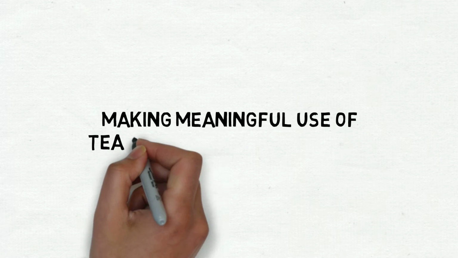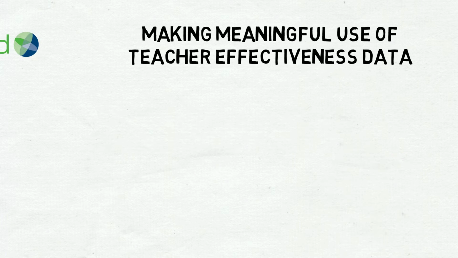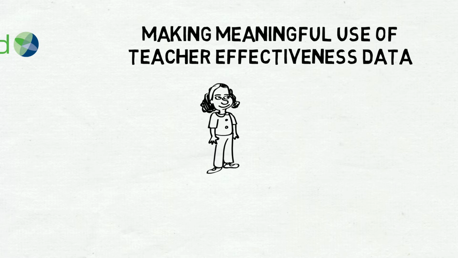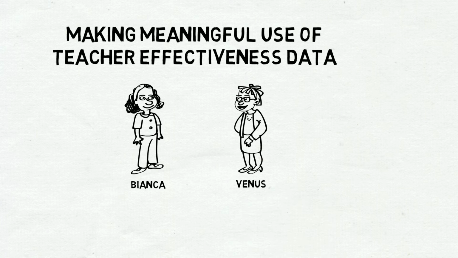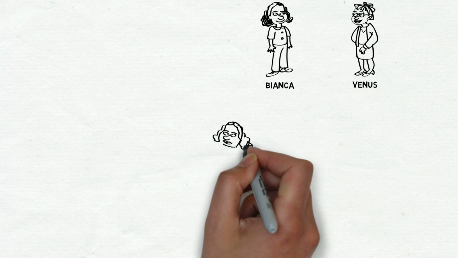Making meaningful use of teacher effectiveness data. This is Bianca. Bianca teaches in a typical school and does a great job. And this is Venus, Bianca's principal. Every year, thousands of teachers across the country, just like Bianca, are evaluated on how well they're doing.